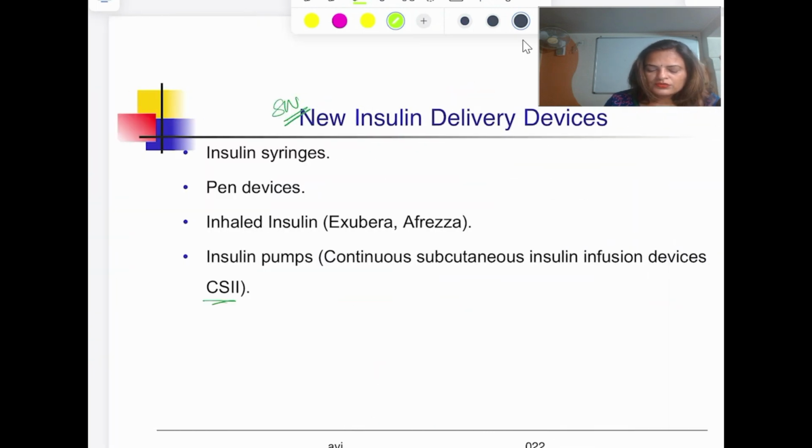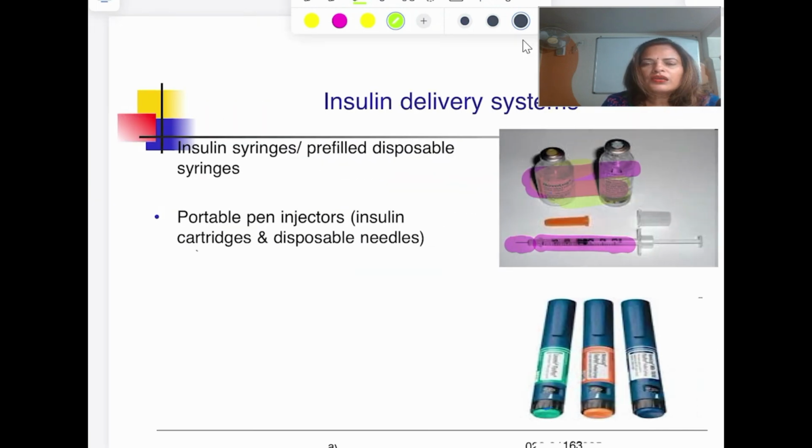Nowadays pre-filled insulin syringes are there, so you don't have to carry the vial and all. Then the portable pen-like devices, with disposable cartridges where we can preset the amount of insulin, how many units you have to take, and we have disposable needles. Cartridges and needles are disposable, so these are the portable pen injectors.